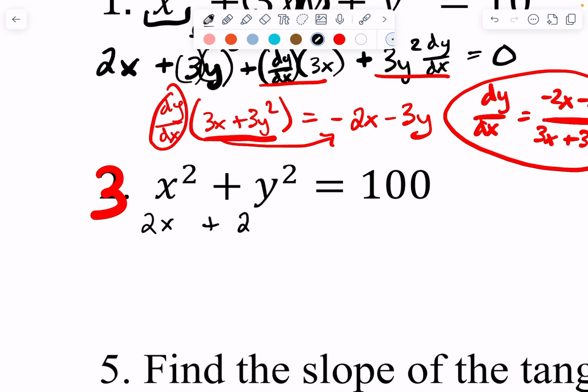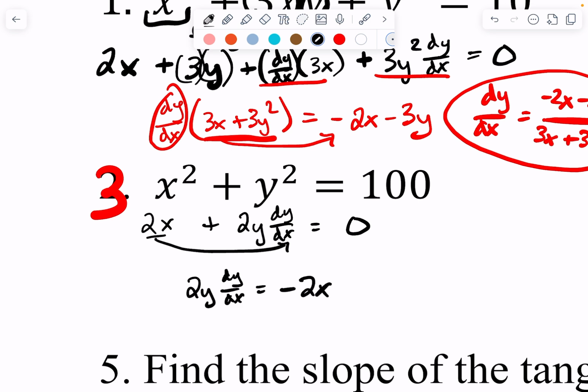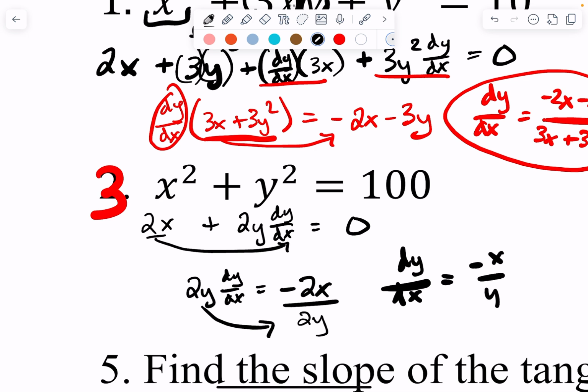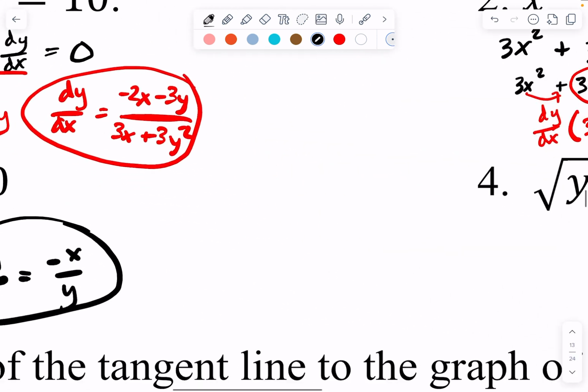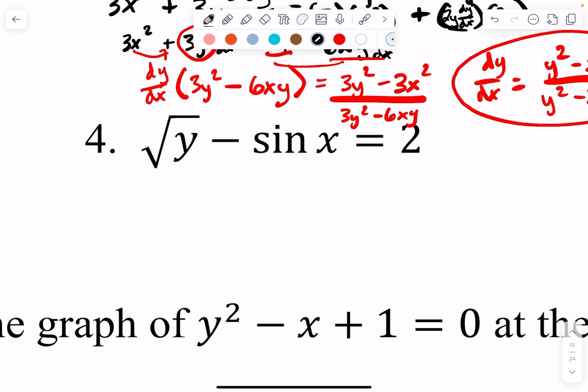2x plus 2y dy dx equals 0. I'm going to bump the 2x over. So 2y dy dx equals negative 2x. And if I divide by the 2y, I have dy dx. If I divide by a negative, I've got negative x over y. That's what it will look like. There you go. That's number 3.